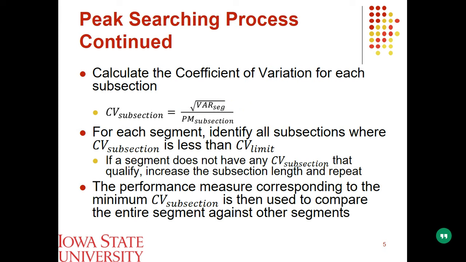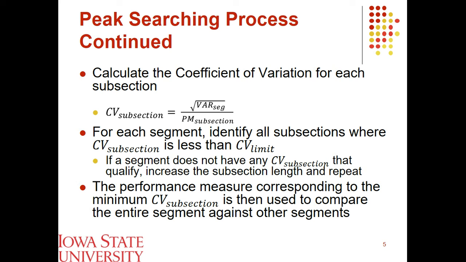Once we've calculated the variance of each of the segments, or the mile-long corridors in our hypothetical scenario, we need to go back and calculate the coefficient of variation for each subsection. The coefficient of variation is simply the square root of the variance of the segment divided by the performance measure value for the specific subsection of interest. Once we've calculated the coefficient of variation for each subsection, we're going to compare these values with the coefficient of variation limit that we set in the previous step.